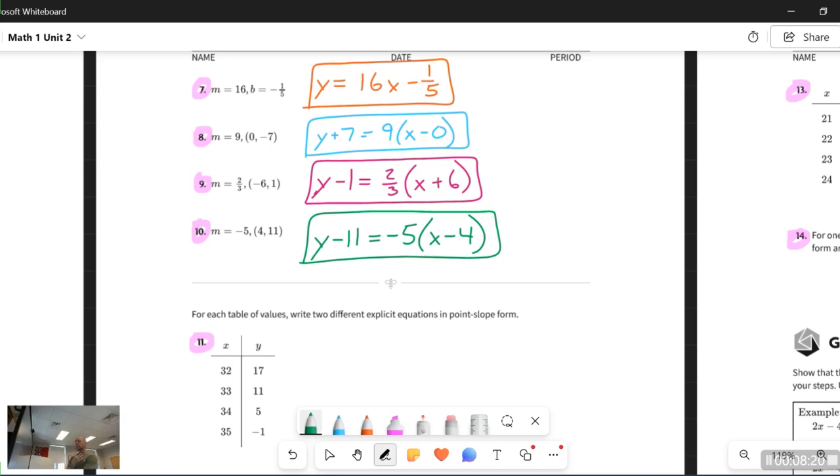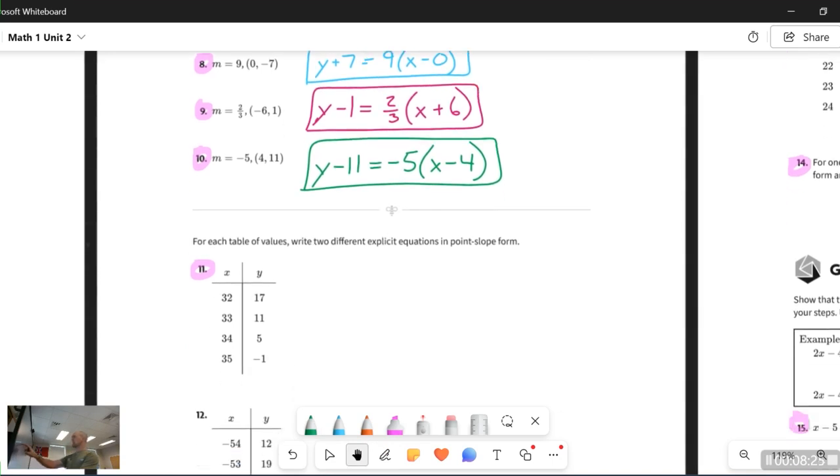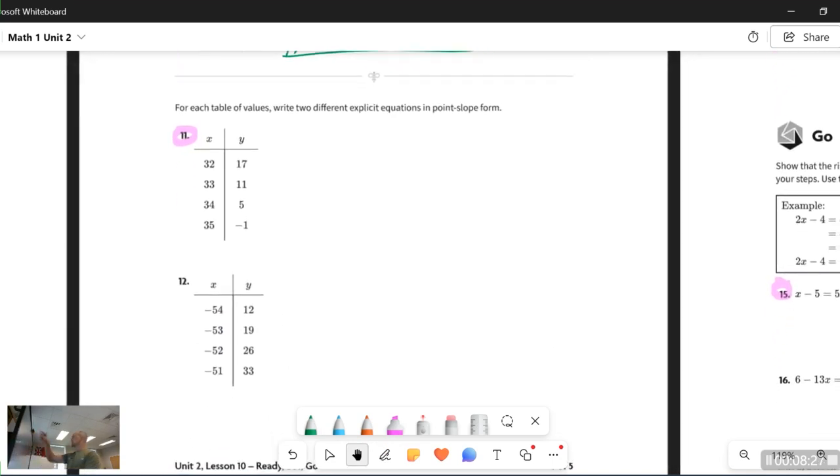Not any work, we're just plugging in. Don't overthink these problems. They're there just so that you can practice putting them in different forms. Problem 11 is asking us, for each table of values, to write 2 different explicit equations in point slope form. All that means, it's not asking you to think too hard, is to choose 2 points. So we're going to look, and I'm going to do this in 2 different ways.